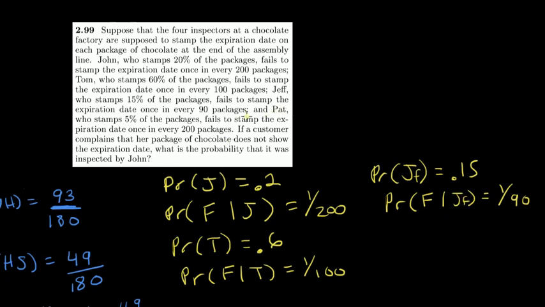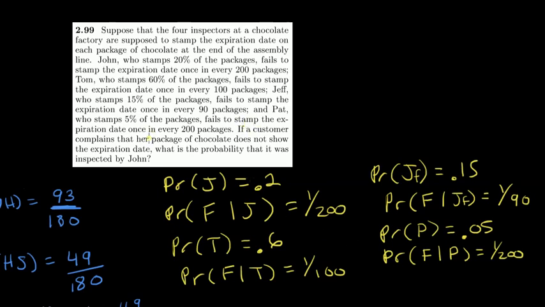All right, and then Pat, who stamps 5% of the packages. All right, so then we have Pat. Pat does 0.05. Fails to stamp the expiration date once every 200 packages. Okay, so Pat makes a mistake once every 200.